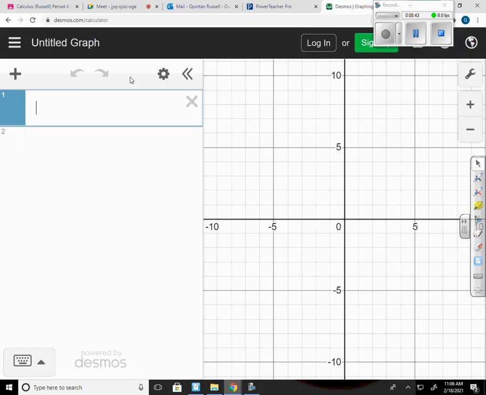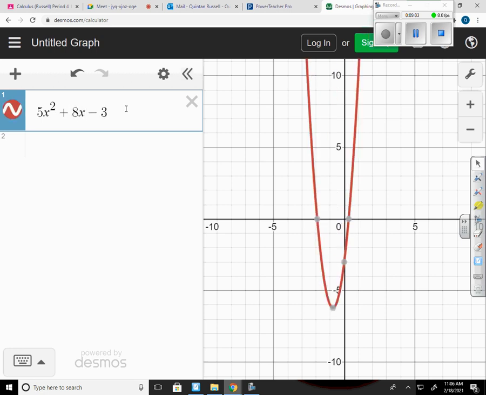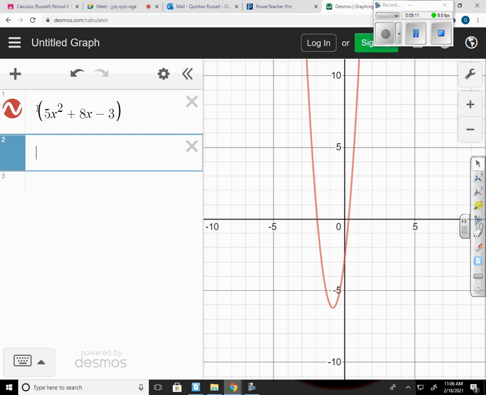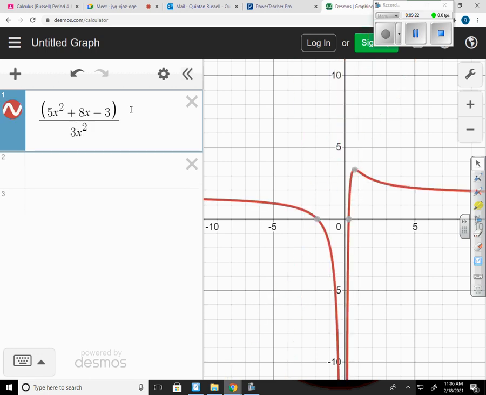and so now going to Desmos, I type in my equation, 5x squared plus 8x minus 3, divided by, I should put this in parentheses, it'll make it easier to do my divided by, and then 3x squared plus 2.